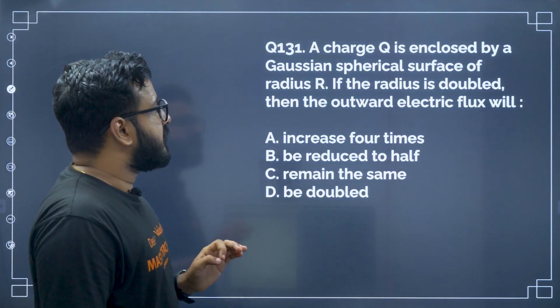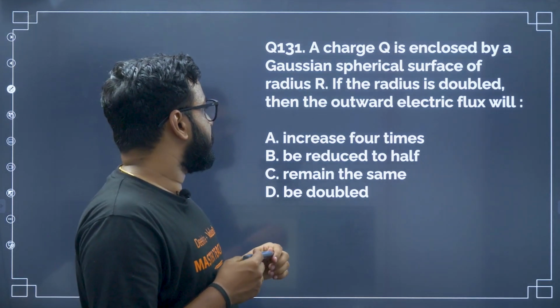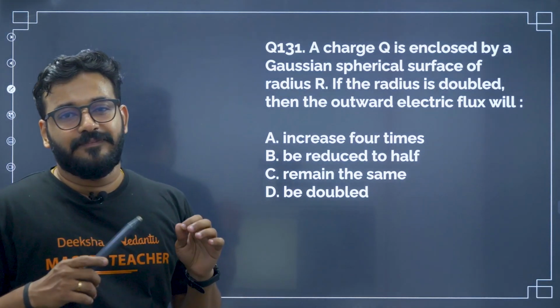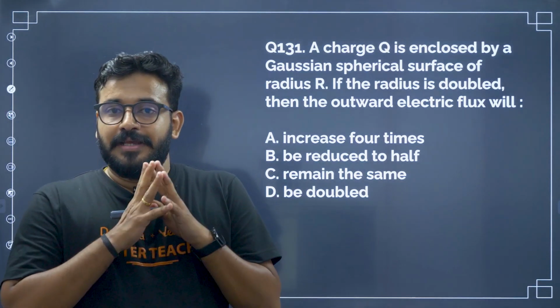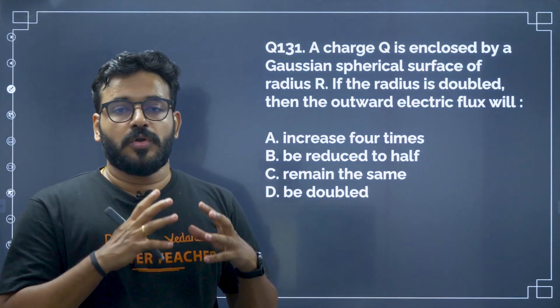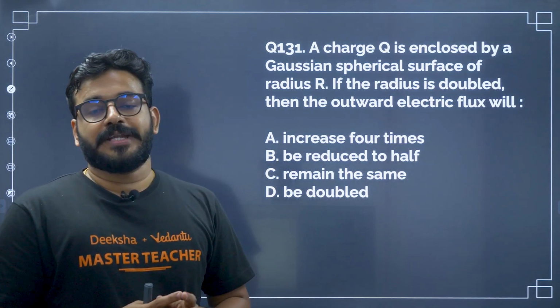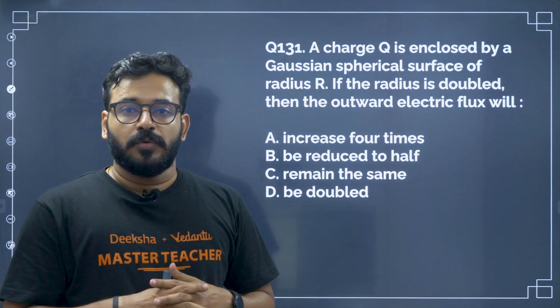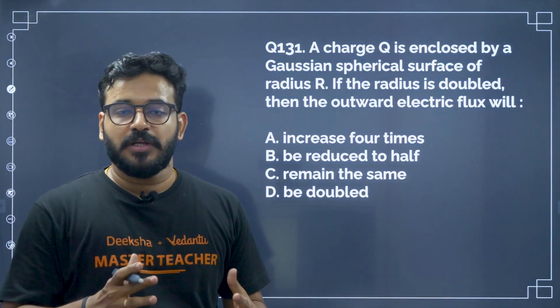Next. A charge Q is enclosed by a Gaussian spherical surface of radius r. If the radius is doubled, then the outward flux will. This is a very repeated question. This is a very important question also. This kind of tests your understanding of Gauss law. What does Gauss law say? The total flux coming out of a closed surface is 1 by epsilon naught times the charge enclosed. So this never ever specifies anywhere the variation of size of the closed object.